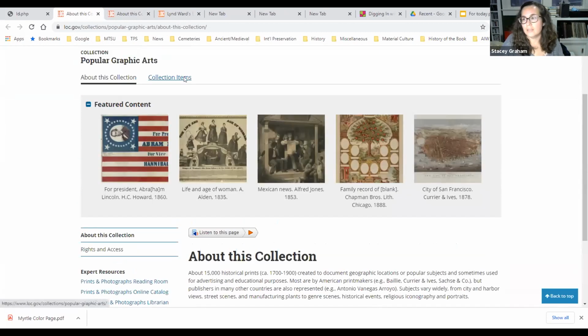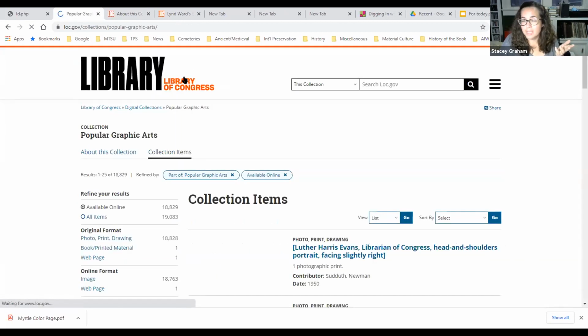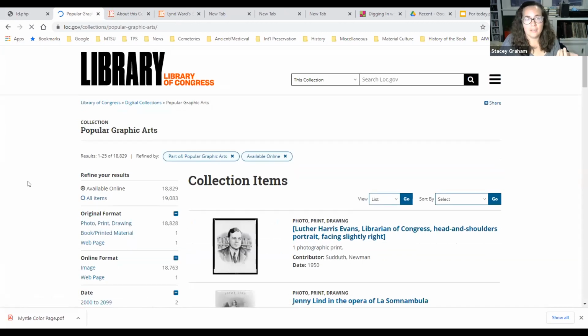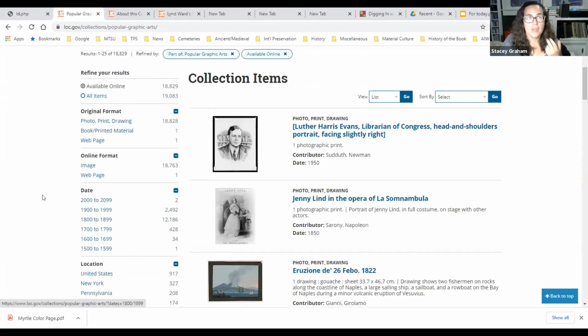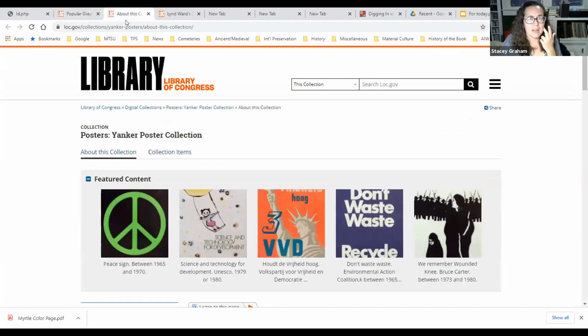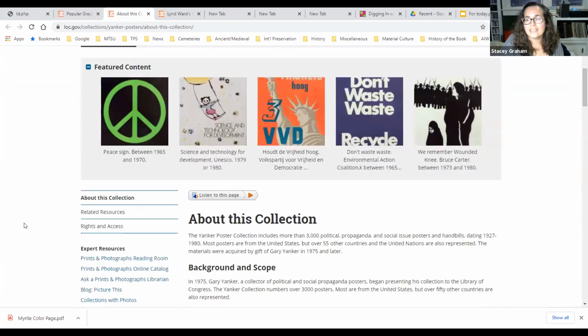And if you want to narrow down by time period, the way to do that would be just to filter your searches under date range. You can see the largest portion by far is the 19th century. But I also want to spend some time looking at this Yanker, I'm sorry, I don't know how to pronounce it correctly, poster collection. It's named after the man who collected these and then donated them in 1975.